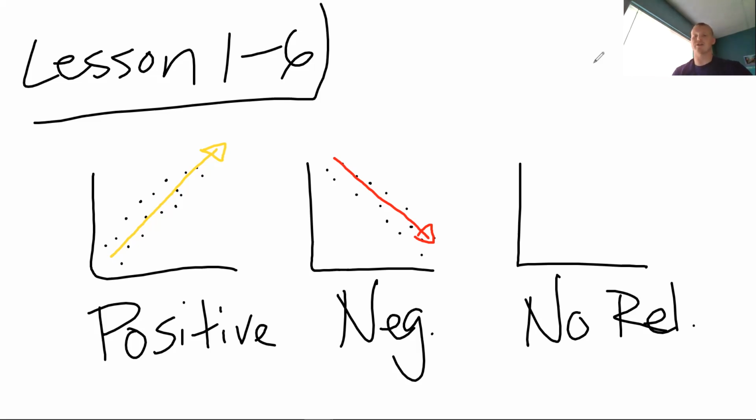And then no correlation, I kind of said that already. All the dots are going to be all over the place. All your points are all over the place. There's no correlation, it's just going to be random. Everything will be all over the place.